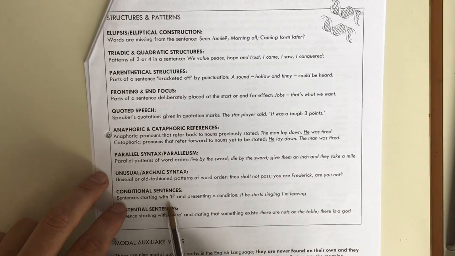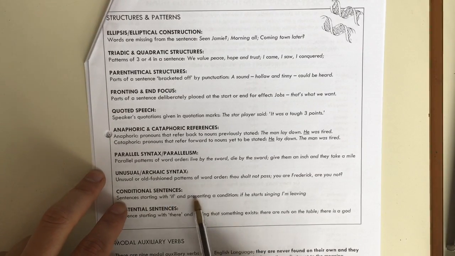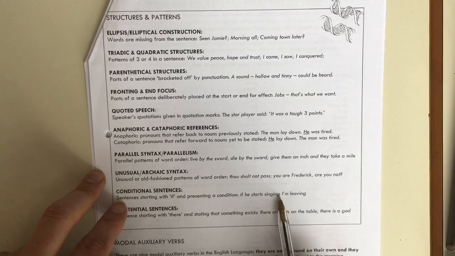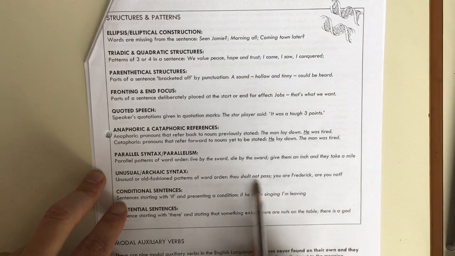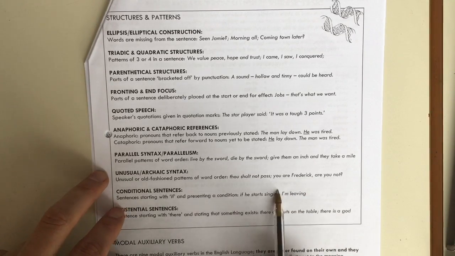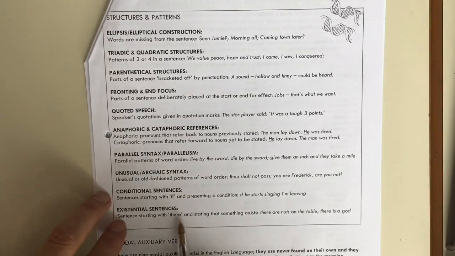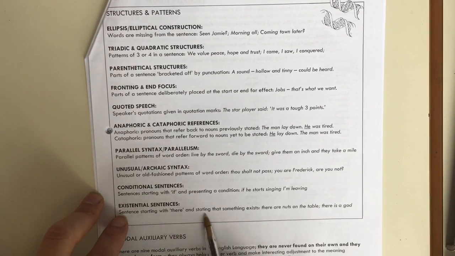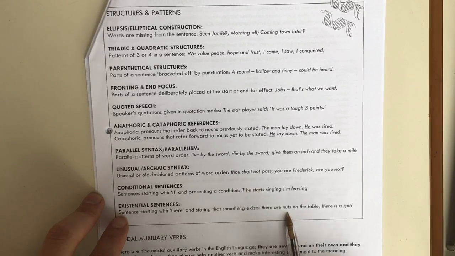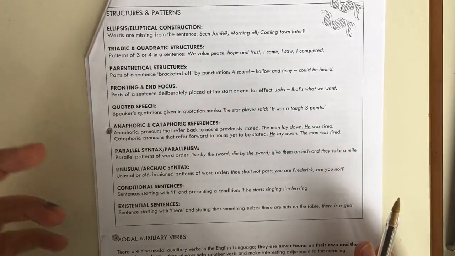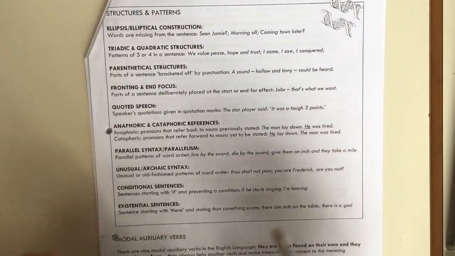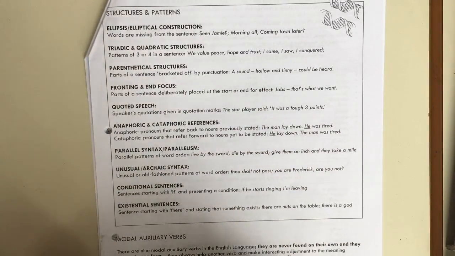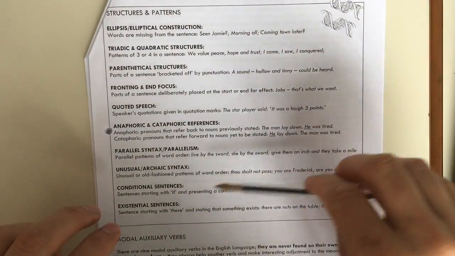Conditional sentences are sentences where we have a subordinating conjunction starting with "if." "If he starts singing, I am going to leave," or "I'm leaving." Complex sentences with a conditional subordinate clause. And then existential sentences, sounds quite philosophical, doesn't it, is where you start a sentence with "there" and state that something exists. So "there are nuts on the table," "there is a God," or even "there isn't a God." These would be existential statements about what exists. So for each of those, I recommend that you come up with other examples and put them in your glossary.